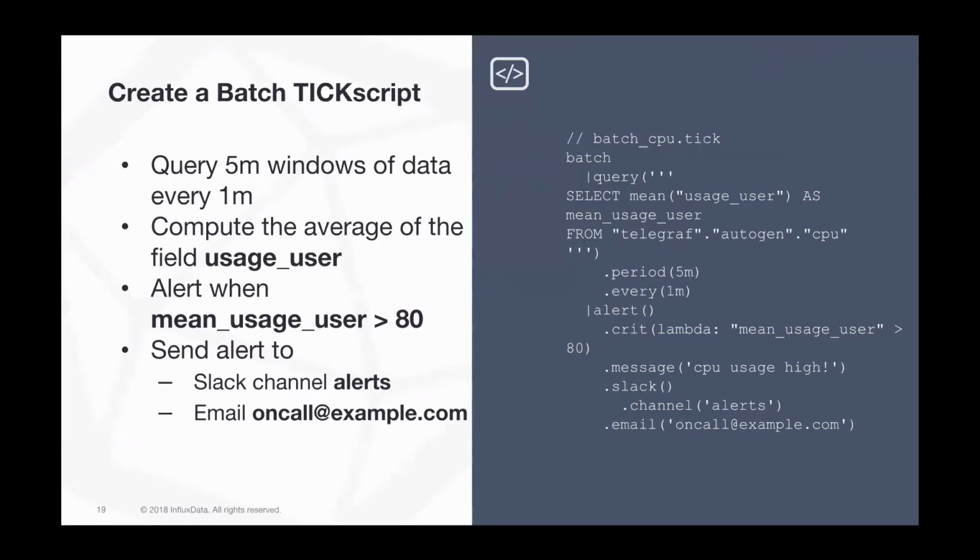So this is the same as in the stream task, if any of you can remember that. It's only going to alert on that data once that lambda expression evaluates to the usage_user above 80, or the mean usage_user above 80. And then if that were to evaluate to true, then it will be messaging both Slack and email. So still using the same method there to do that.